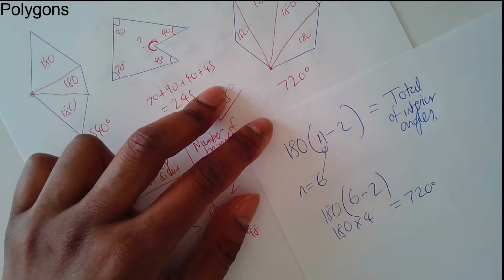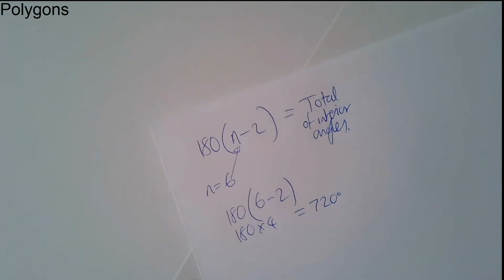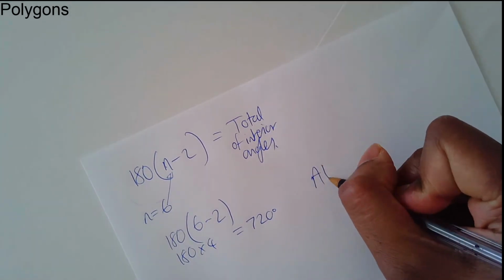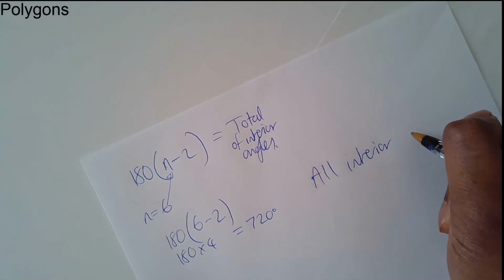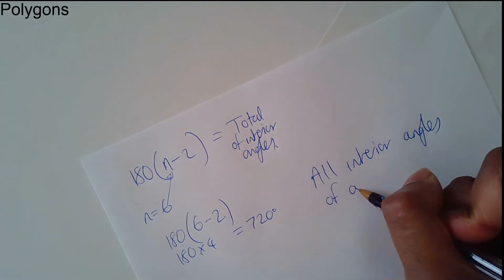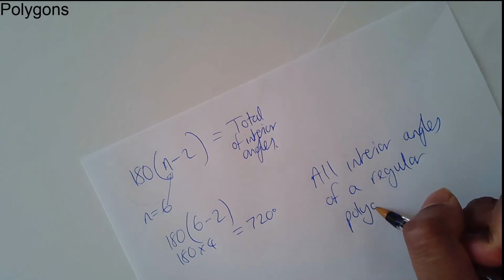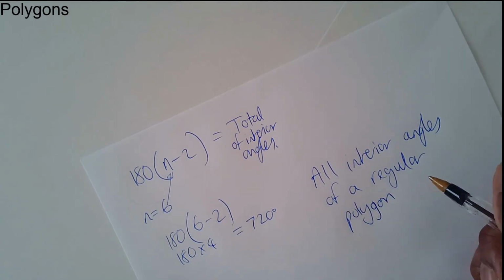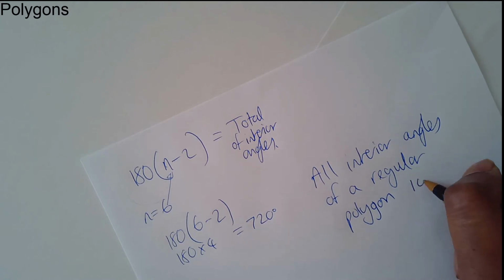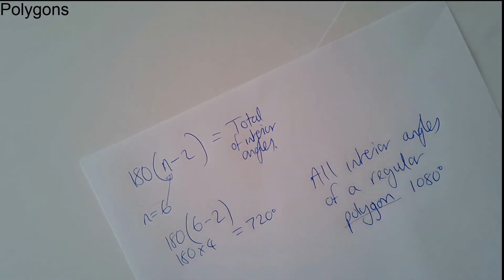Now let's suppose we have a different scenario where all the interior angles of a regular polygon add up to 1080 degrees. Polygon means many-sided shape. Now I need to determine how many sides this polygon has.